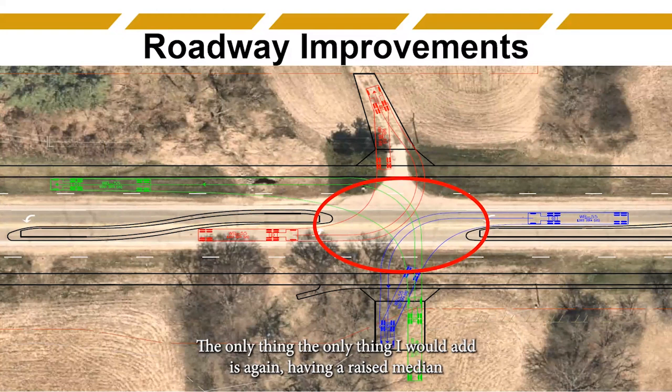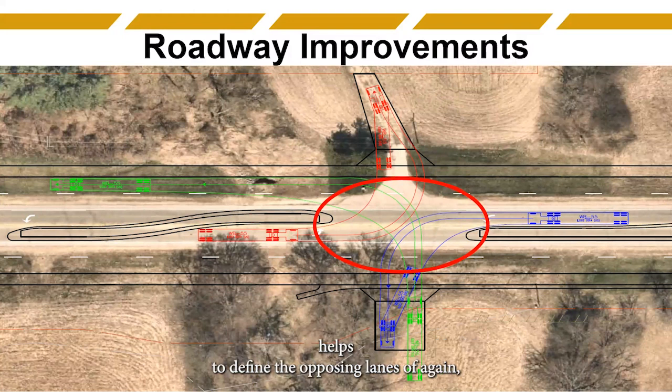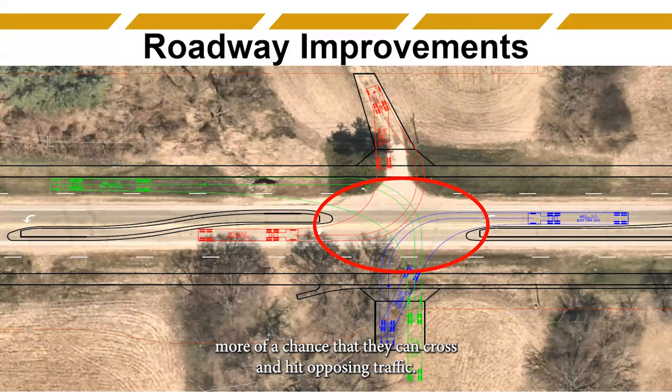Anything else? The only thing I would add is, again, having a raised median helps to define the opposing lanes. Again, a flush median or something along that line doesn't give that opportunity. So whether you're going 45, 55, or 60 miles an hour, there's a positive barrier with a raised median, versus if there's a higher speed and a flush median, there's more of a chance that they can cross and hit opposing traffic.